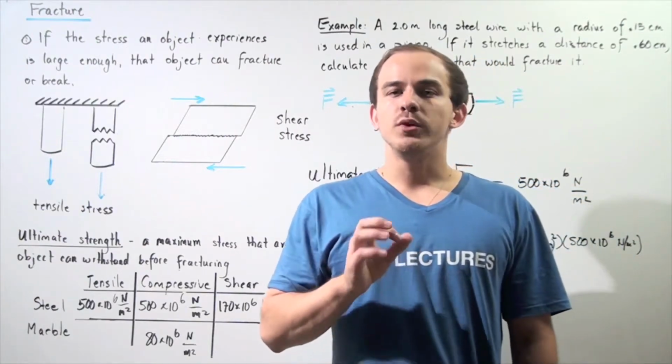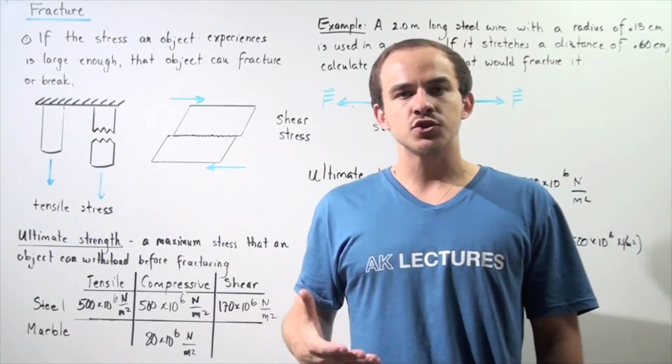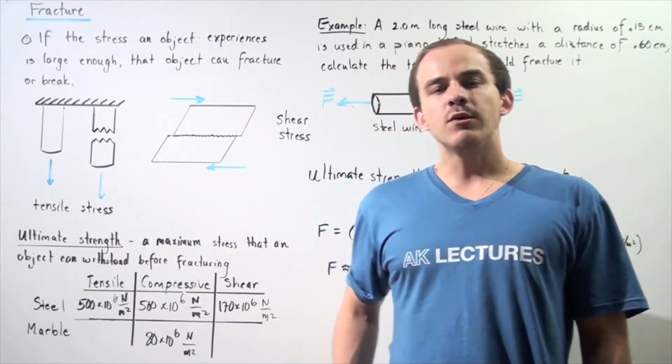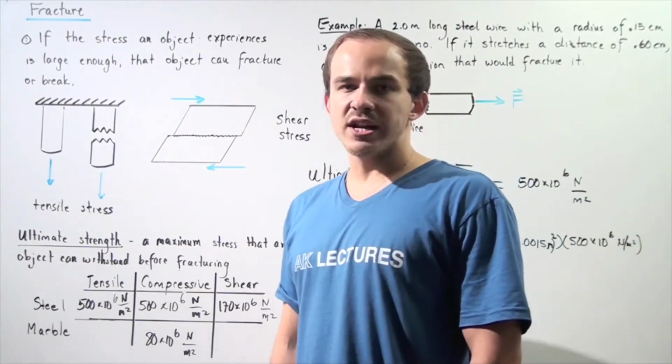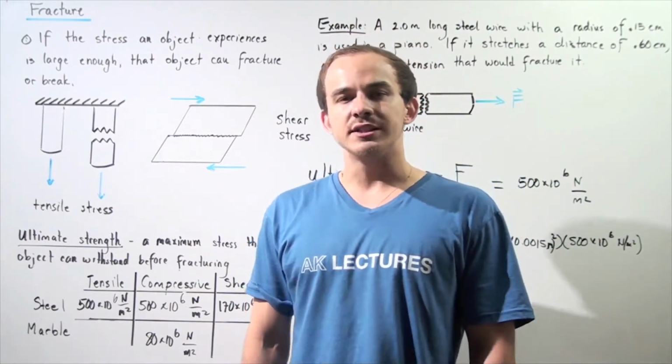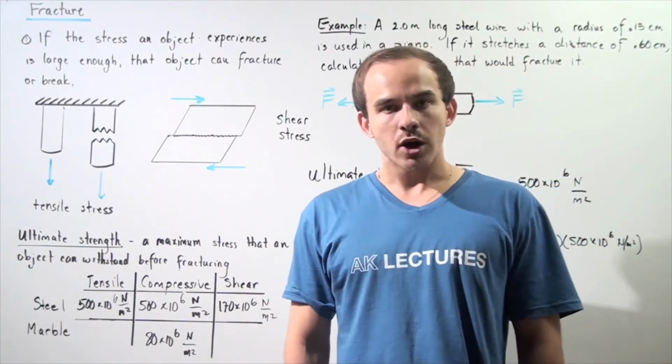Up to this point, we discussed three types of stresses. We spoke about compressive stress, tensile stress, and we also looked at shear stress. Now we're going to examine what happens to solid objects undergoing stress when that stress is very large.